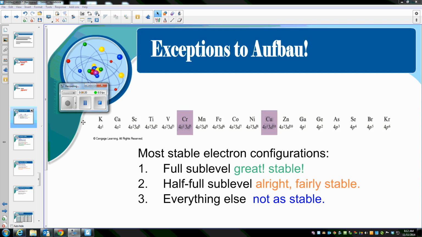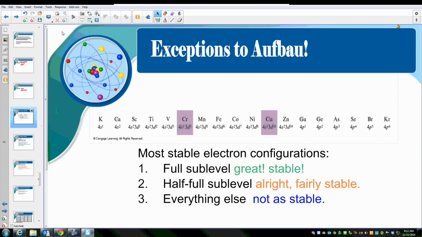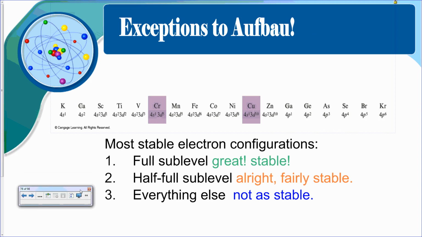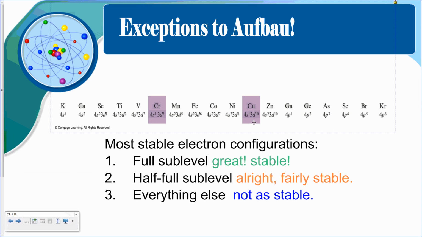What you see in front of you here is an image of the fourth energy level, at least most of the fourth energy level, with a couple of notable exceptions there. Before we talk about exceptions to the Aufbau Principle, we need to understand the most stable possible electron configurations, in descending order. Full sublevels are the most stable electron configurations. So if you're looking at what's in front of you, s2, d10, and p6 are more stable than anything else.